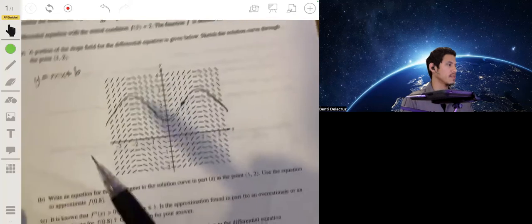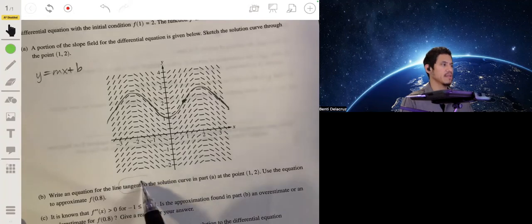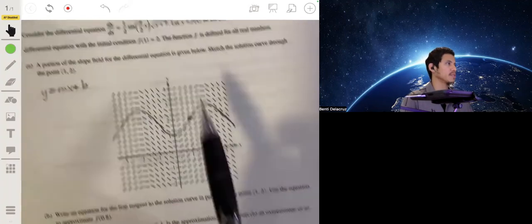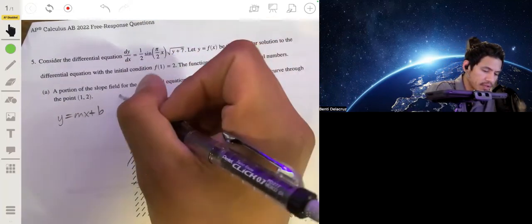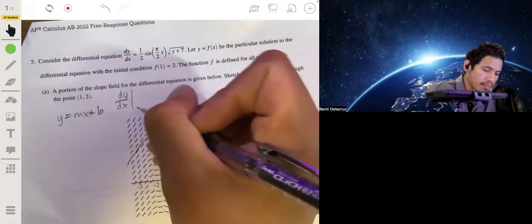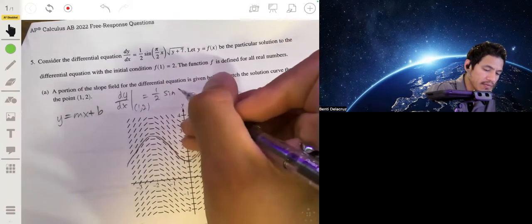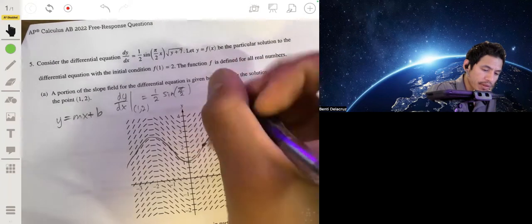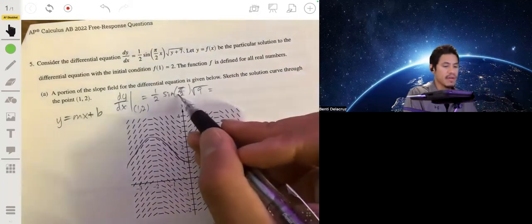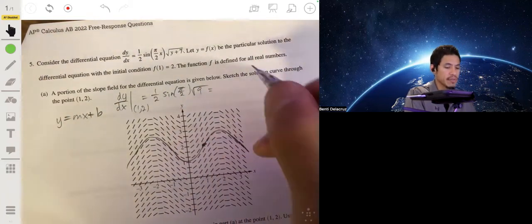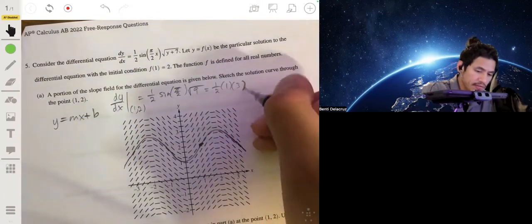equation, its function. To find the slope at this point, essentially the tangent line, we're going to plug (1, 2) into this equation. So dy/dx at the point (1, 2) will be equal to 1/2 times the sine of pi over 2 times the square root of 2 + 7, or the square root of 9. Sine of pi over 2 is 1, so it's 1/2 times 1 times 3. So the slope is 3/2.